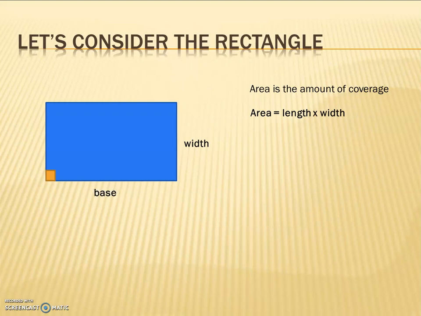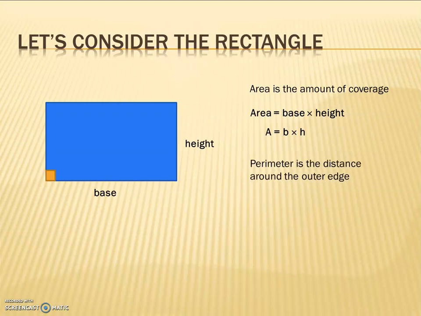So we're going to change the length to be called the base, and the width will be called the height. And so our formula is now area equals base times height, with the qualifier that there must be a right angle in the corner between the base and the height. They meet at a perpendicular corner. So base times height.